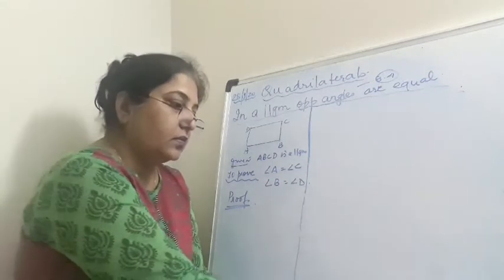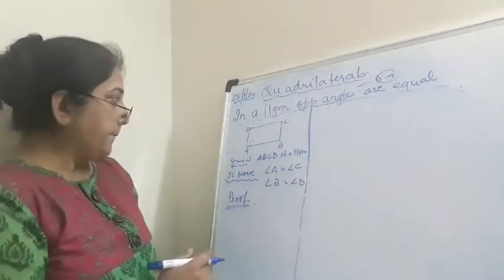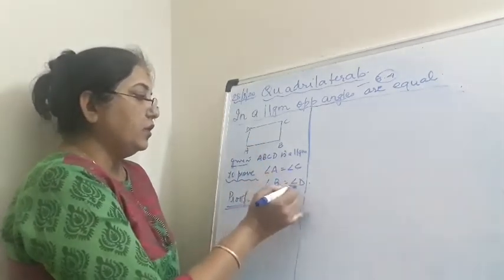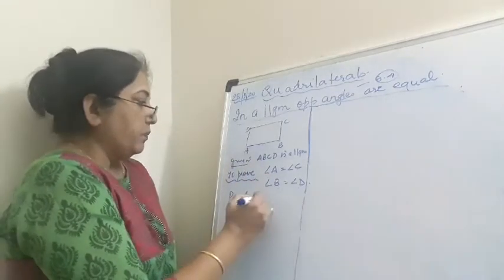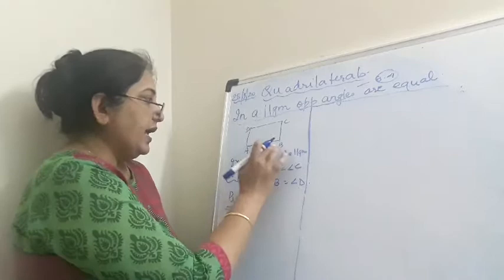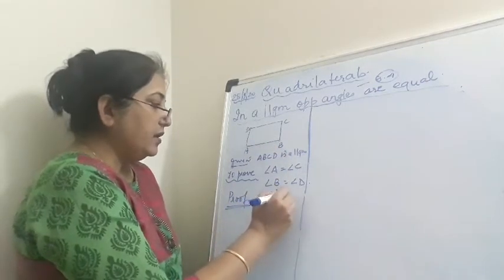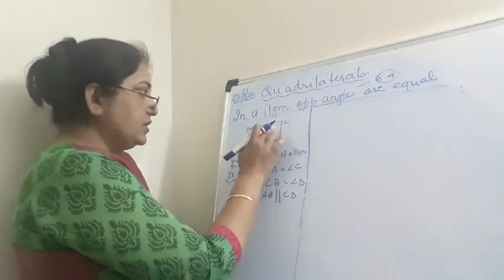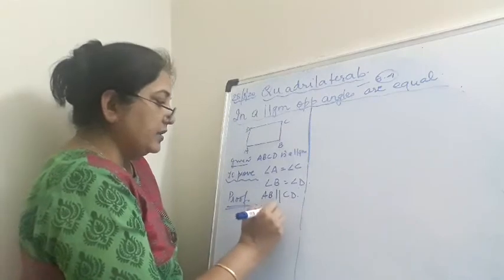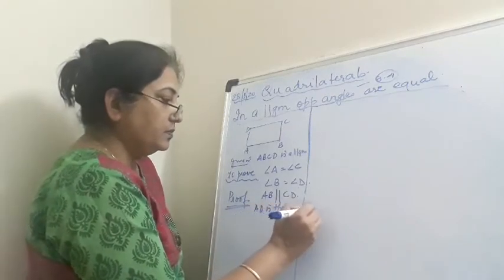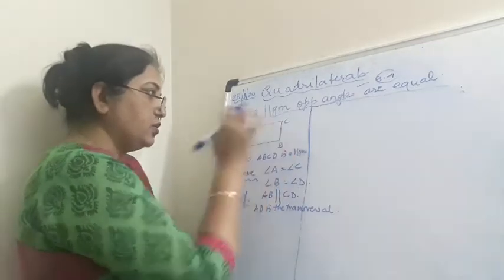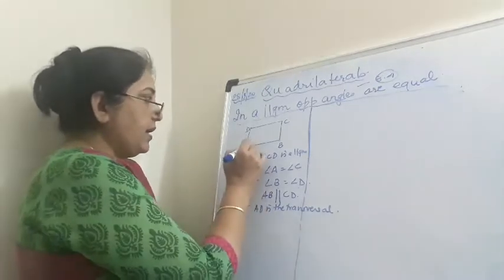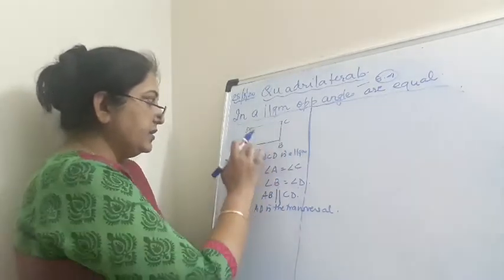Now, it says that we have to prove that A is equal to C and B is equal to D. So what we do is, we know that AB is parallel to CD. Why? Because it is a parallelogram. When AB is parallel to CD, AD is the transversal. Actually BC is also the transversal, but we will consider only one of them. So AB is parallel to CD and AD is a transversal.